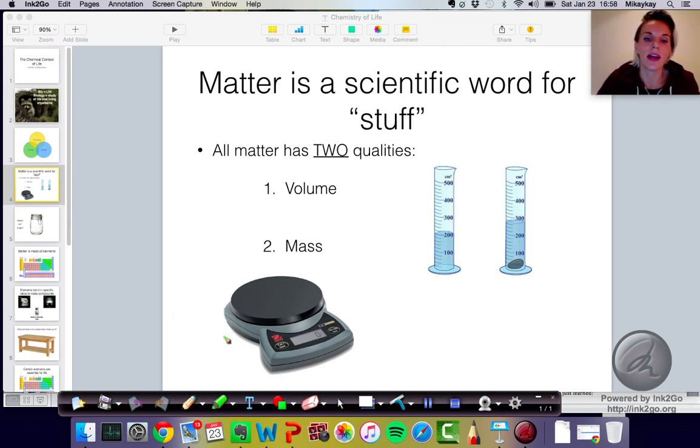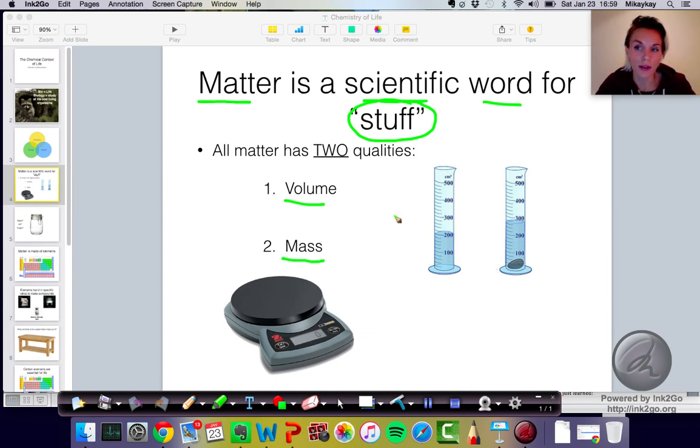So as biologists, you wouldn't necessarily refer to the stuff that you are studying. You would talk about the matter, right? So matter is our scientific word for stuff. And when we talk about matter, it's not just any stuff, right? There are certain qualities that stuff needs to have in order to be considered matter. And those two qualities are that it has volume and that it has mass.